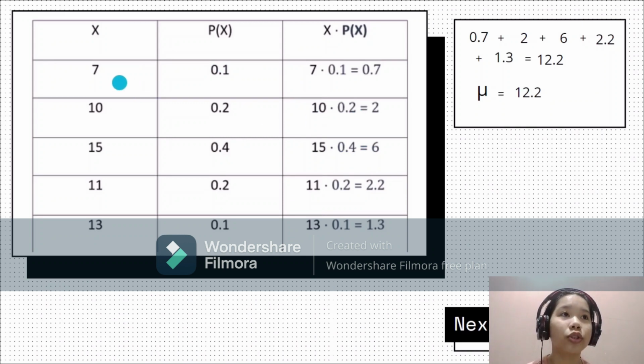So 7 times 0.1 equals 0.7, and so on. After multiplying those, we're going to get all of those products and get the sum of those. So 0.7 plus 2 plus 6 plus 2.2 plus 1.3 equals 12.2. So our mean is 12.2.